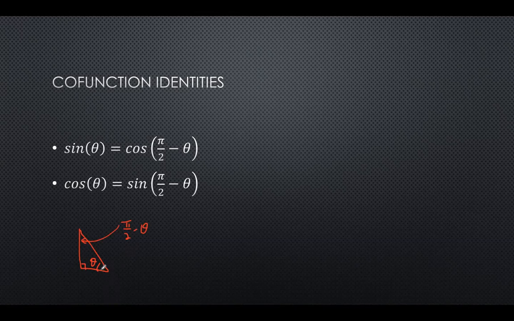Right? And the sine of this theta is the opposite over hypotenuse, so it's side A over side C. But when you look at the cosine of the other angle here, the A becomes the adjacent. So A over C becomes the cosine of this other angle. And the same thing for cosine. Cosine of theta is B over C, but B is the opposite for the other angle. So B over C is actually the sine of the other angle.